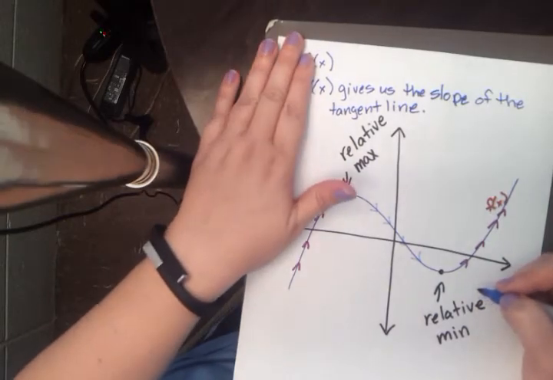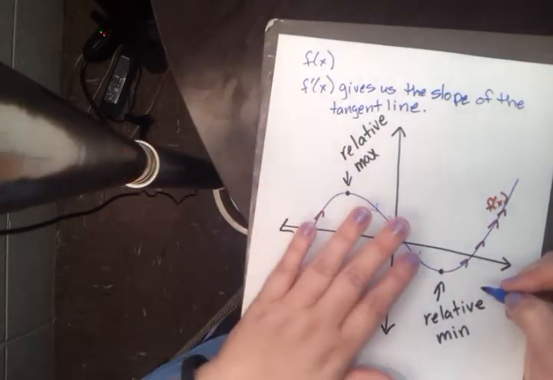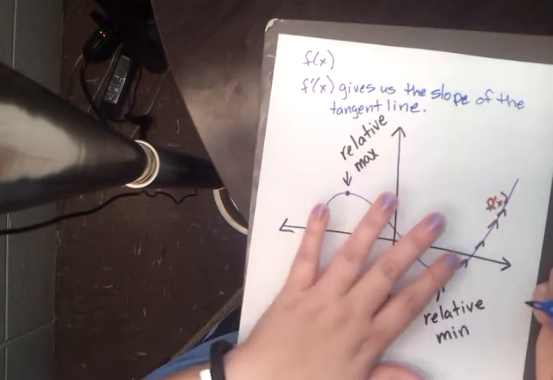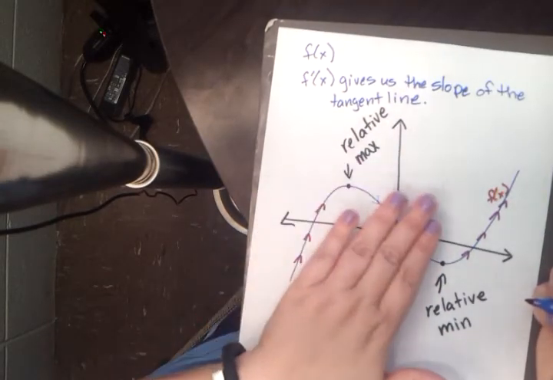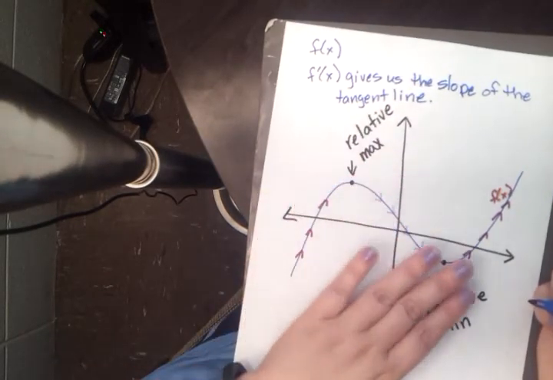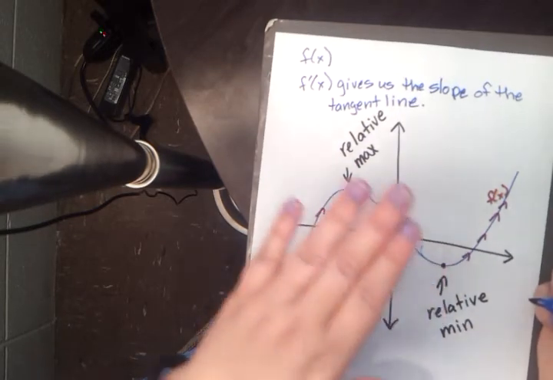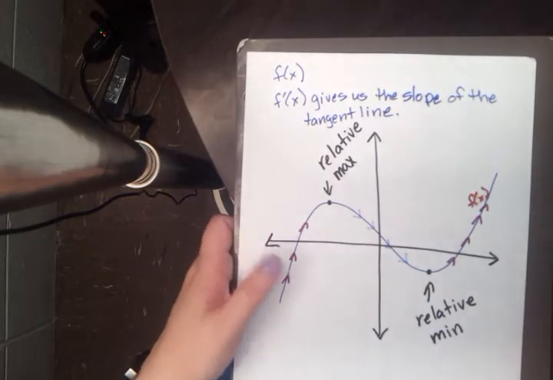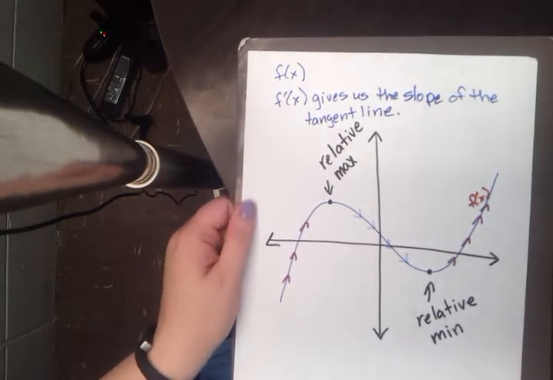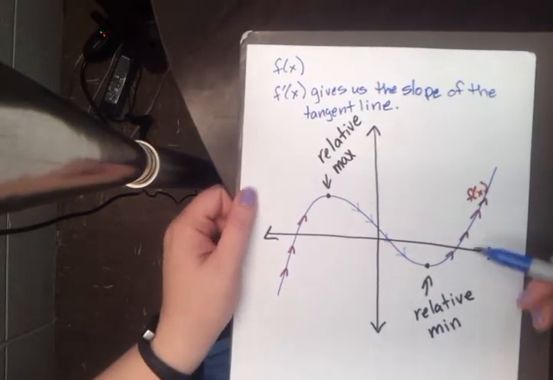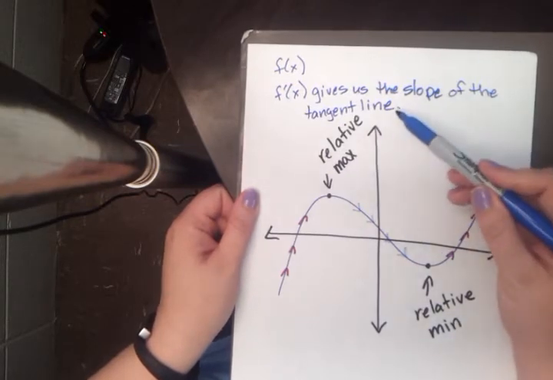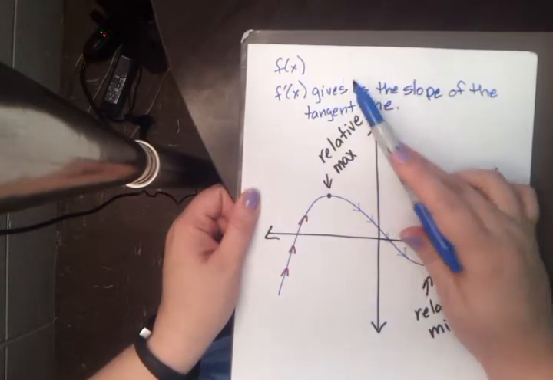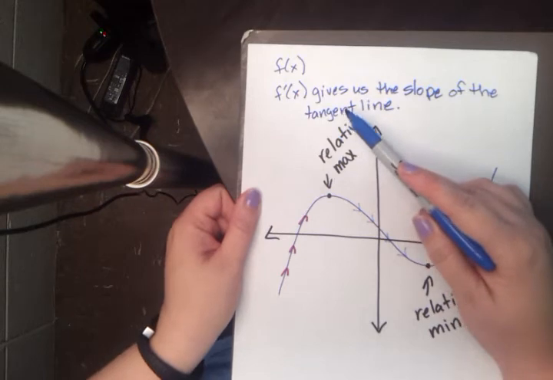So if I give you an f of x and I'm asking you questions about that function, in order to figure out where it's increasing, where it's decreasing, and where the relative maximums and minimums are, you're going to have to take the derivative first. And that's because the derivative is going to tell you slopes.